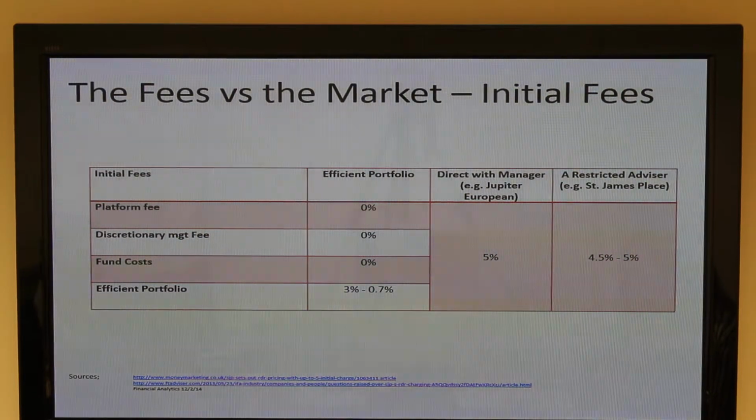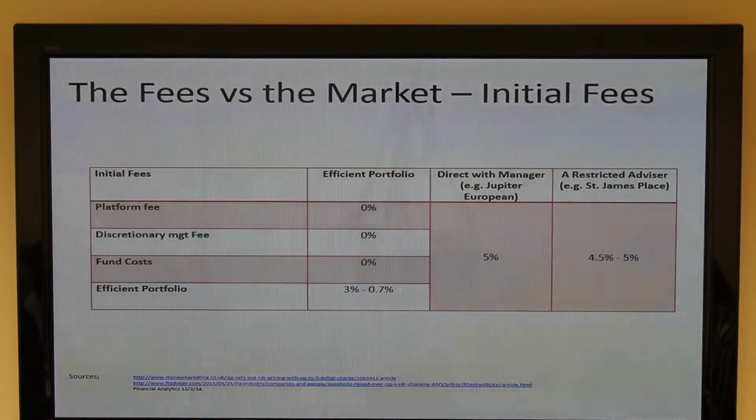For the initial charge, there are 4 different parties that can be involved in this transaction. You've got the platform, the wrap platform that we put the money on. You've got the discretionary manager who manages the underlying investments. You've got the underlying fund costs of the funds that you get put into, and then you've got us to give you the advice and to do the legwork in terms of setting it all up.